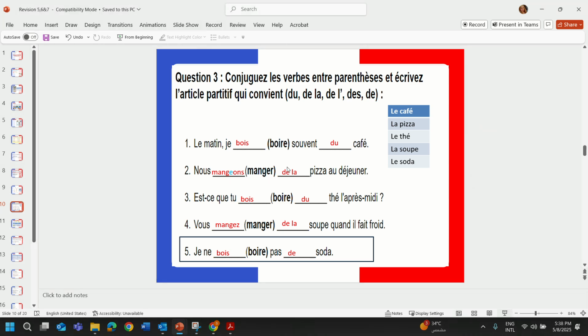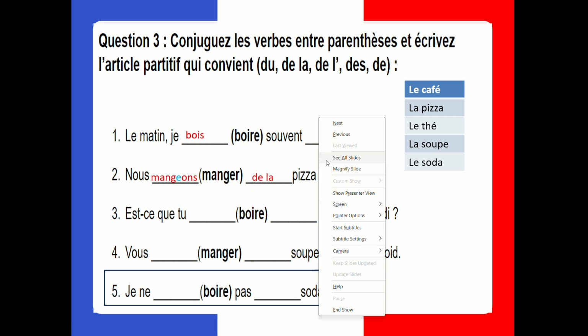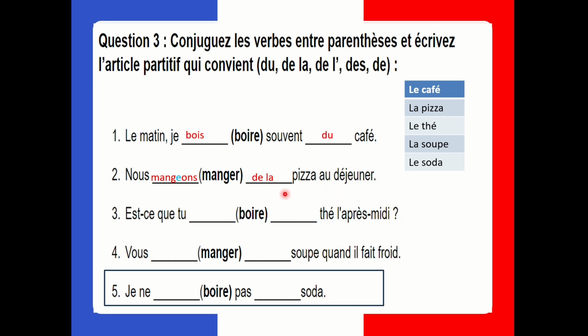So we stopped here. We finished the first four. I was explaining that du, we use it when we have masculine. De la, I use it when the word is féminin. Et de l', I use it when we have H or a vowel, which is not the case here. And des, we use it in pluriel. And we don't have a word here that is in pluriel.